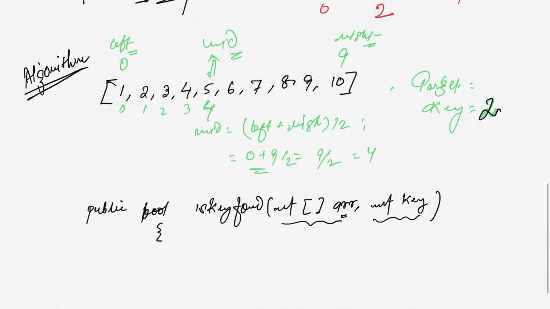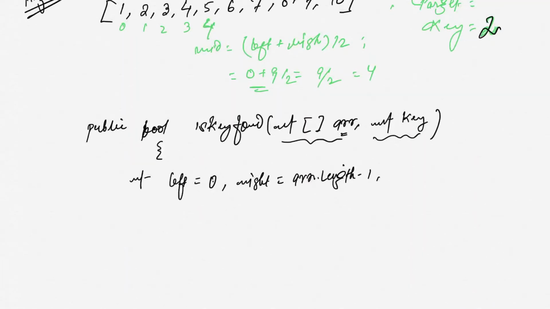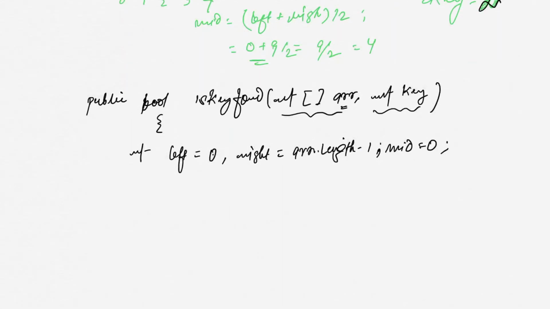As we discussed some of the terminology, left, mid, right. So let's define left. The left is 0, and the right is going to be array dot length minus 1. Some people define the mid inside the while loop, but I define it here because it is unnecessary to create the object reference multiple times.